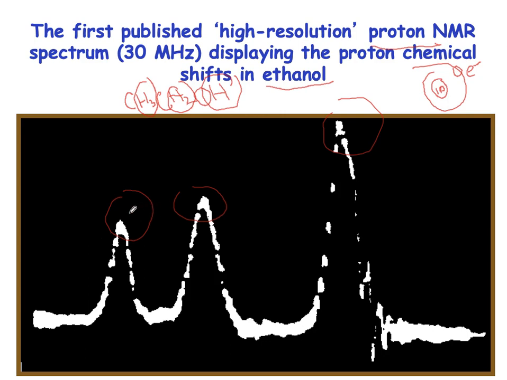So that's why they found out that ethanol contains three different types of protons in a molecule. This was the first spectrum of ethanol observed.